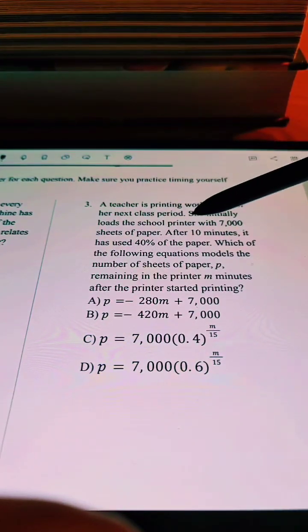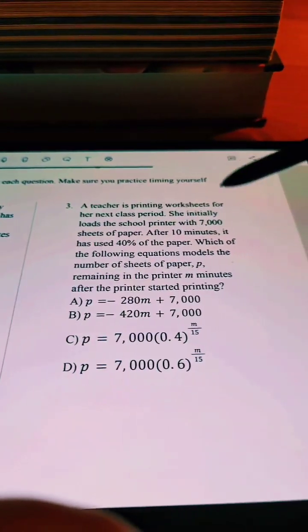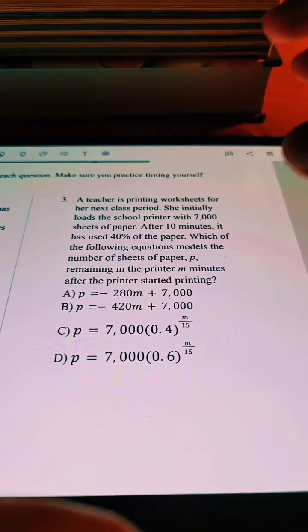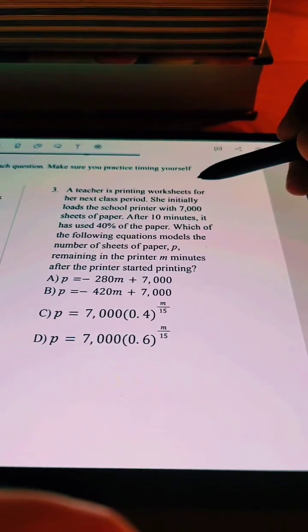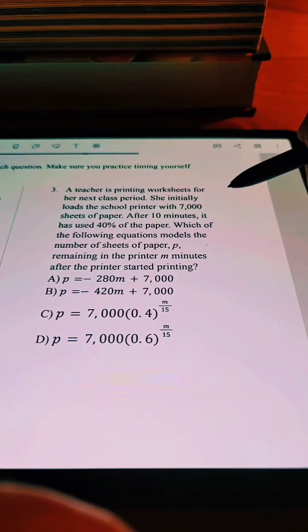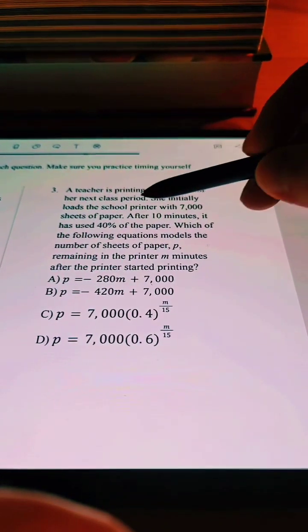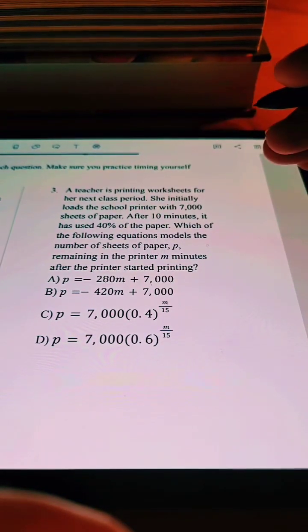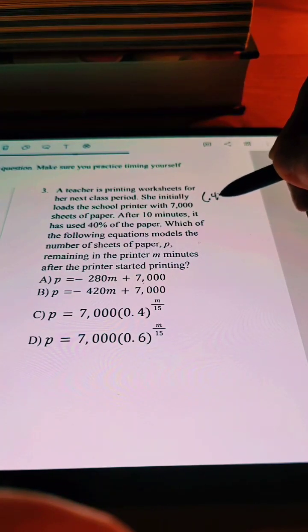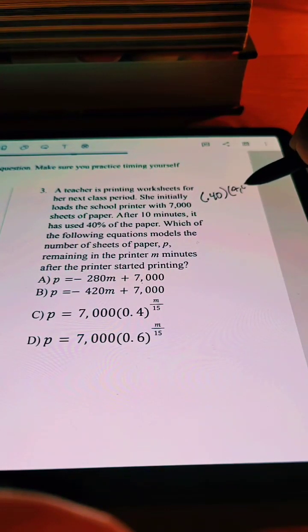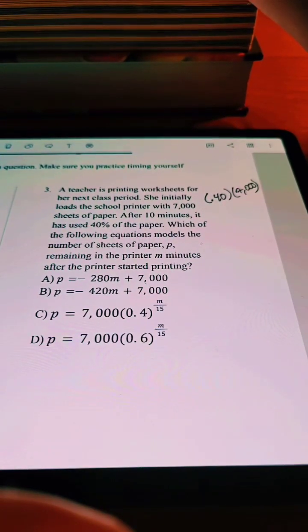7,000, and then after 10 minutes, it's used 40% of the paper. So 7,000 is 100% of the paper. So if we think about how the number of sheets of paper is changing, it's going down by 40%. So we have to see what 40% or 0.40 of 7,000 is to see the rate of change. Let me just plug that in really quick.